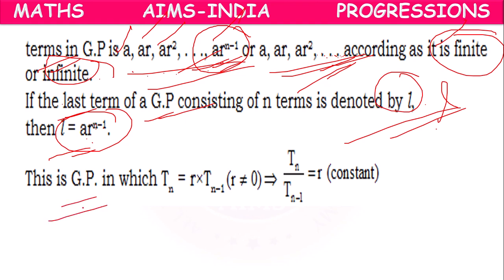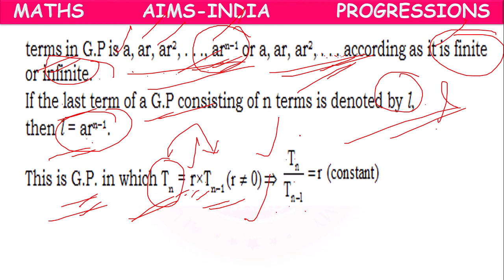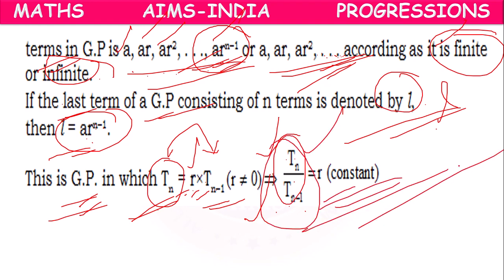Suppose the Tn, nth term, can be expressed as R into Tn minus 1, means its before term into R. So then the formula for R will be Tn by Tn minus 1, means nth term by its preceding term. This ratio is called common ratio, denoted by R. So this is the formula for R: Tn by Tn minus 1.